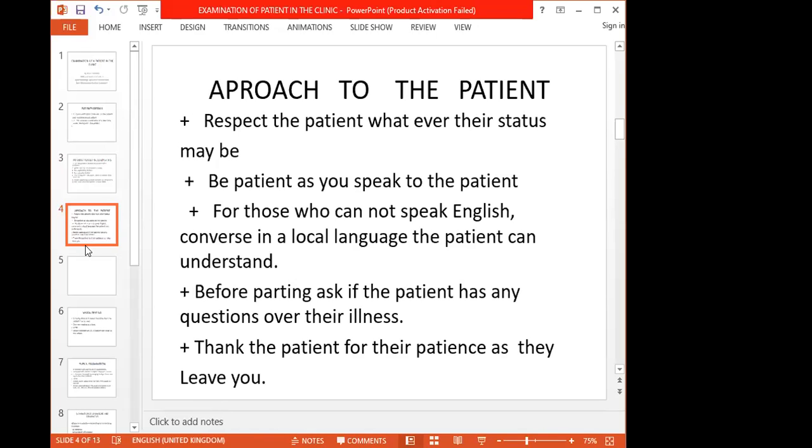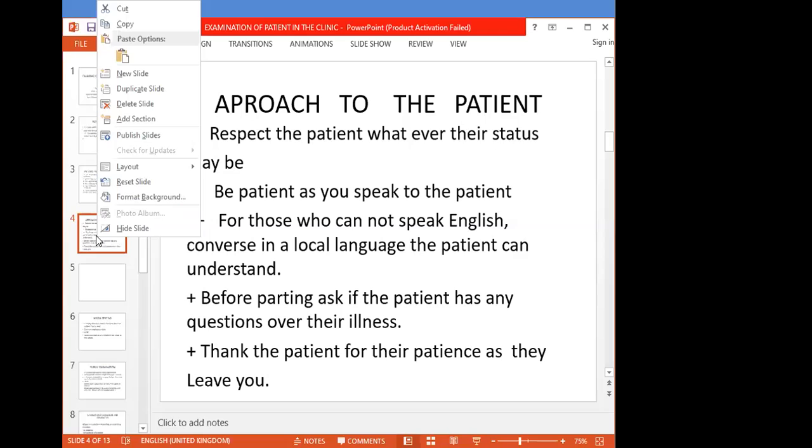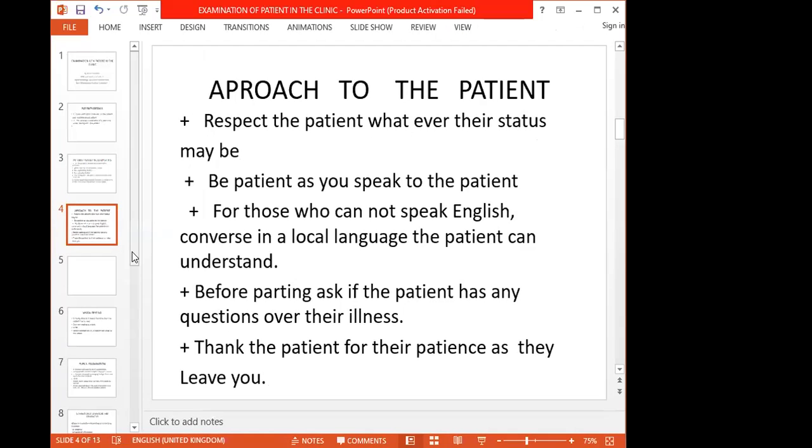In your approach to the patient, please, you must always respect the patient, whatever their status may be. Be patient as you speak to the patient. For those who cannot speak English, converse in a local language the patient can understand.